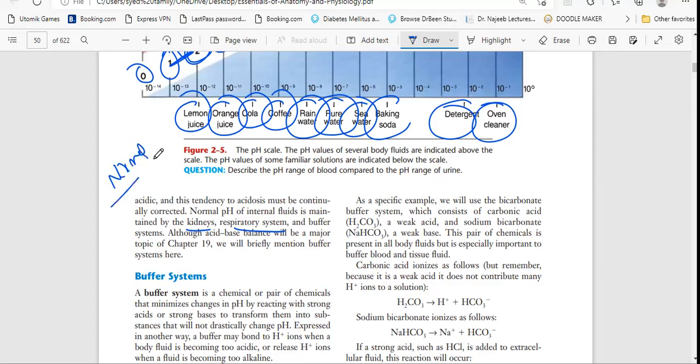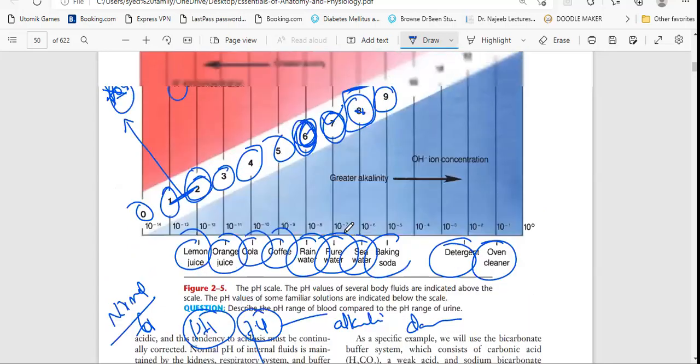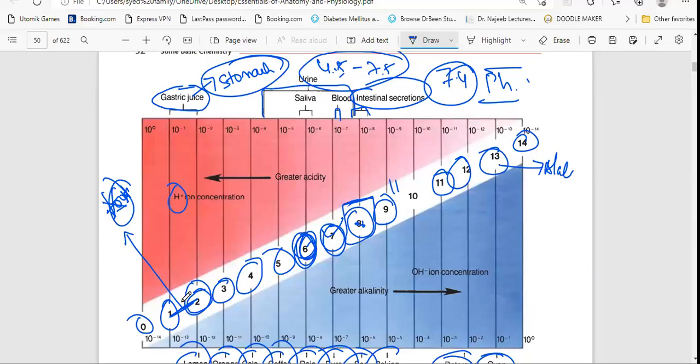So for the normal function, the body needs the pH level at 7.4. If this is increased, it is alkaline, and then it is also dangerous for the body. If it is decreased, then a burning sensation will occur. Okay, the patient says, I have a burning sensation in the stomach. That's the reason acidity occurs, because in the stomach we have a pH of 1.1 to 2.